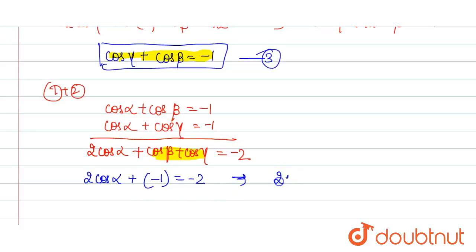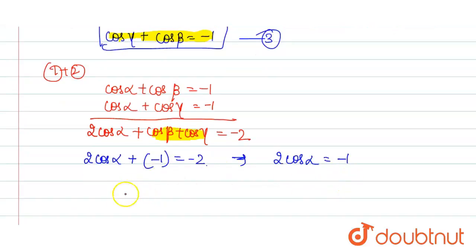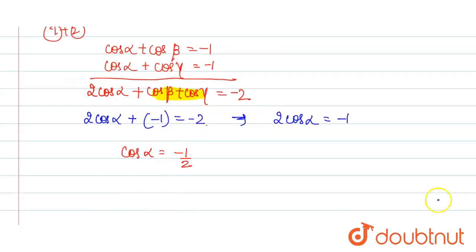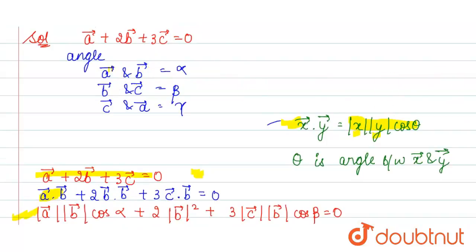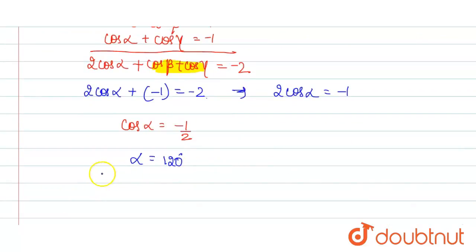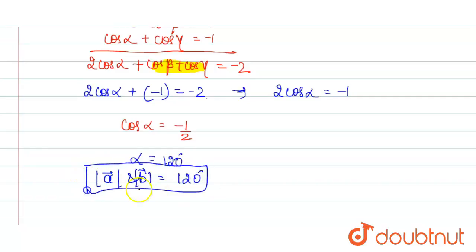So here we get 2 cos alpha is equal to minus 2 plus 1, which is minus 1. So the value of cos alpha is equal to minus 1 by 2. So from here the value of alpha is equal to 120 degrees. What is alpha? That is the angle between a vector and b vector. So the angle between a vector and b vector is equal to 120 degrees, and this is our required answer.